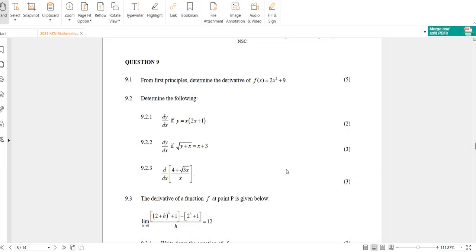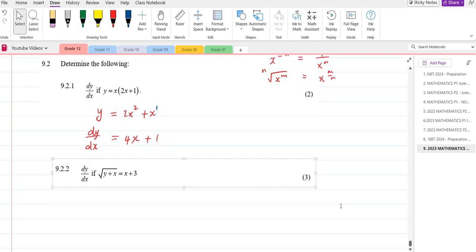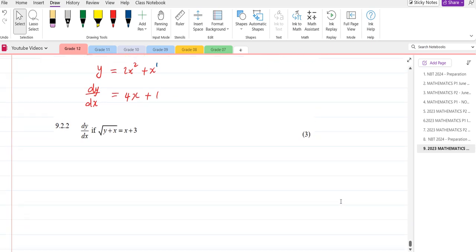Right, this is an interesting one. We have a square root, but no problem. Even though we have a square root, remember we need to solve for y always. So we're going to square both sides. When you square both sides, the square root falls out here. So you just get y plus x equals (x plus 3) all squared.